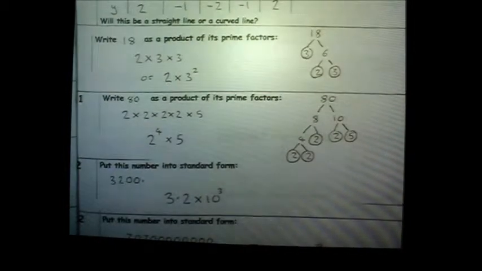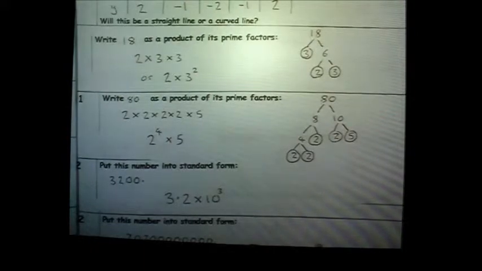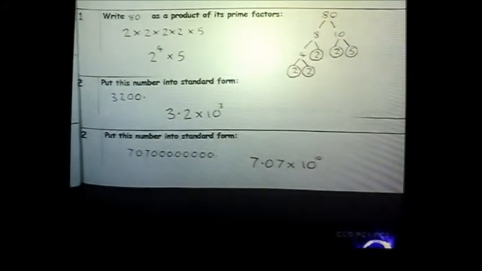Next one, 80. Well, I've done 8 and 10, look, and I'm not going to explain it. There you go, you can see what I've done. Next one, put this number into standard form.